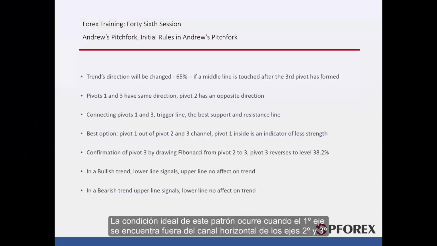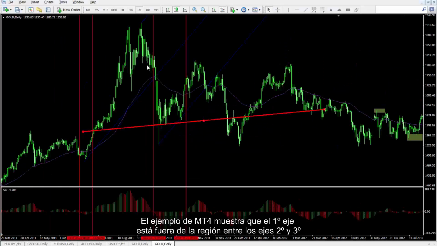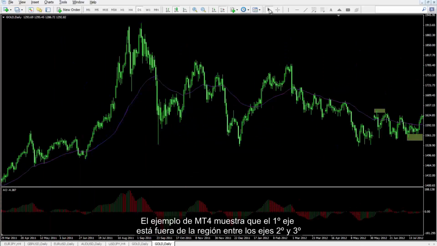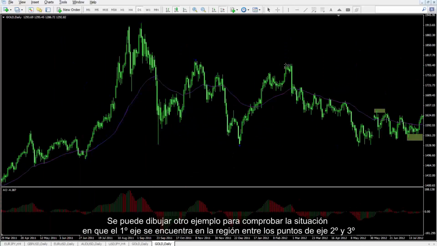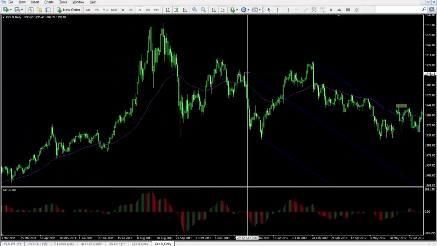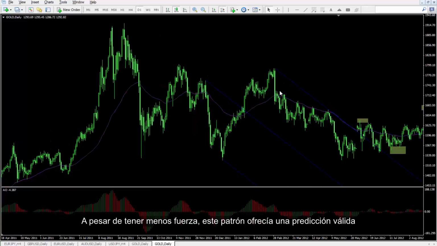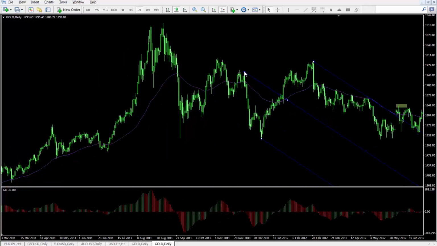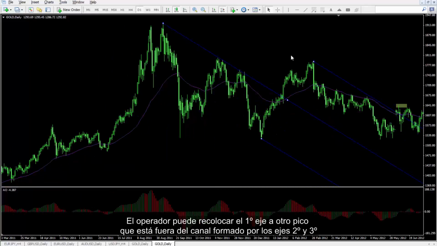The ideal condition of this pattern is when the first pivot is out of the second and third pivot horizontal channel. However, if it is in this region, then the power of Andrew's pitchfork will decrease. The MetaTrader 4 example shows that the first pivot is out of the region between the second and third pivots. Another example can be drawn to check the situation in which the first pivot is in the region between the second and third pivot points. Despite less strength, this pattern had a valid prediction. A trader can relocate the first pivot to another peak which is outside the second and third channel.